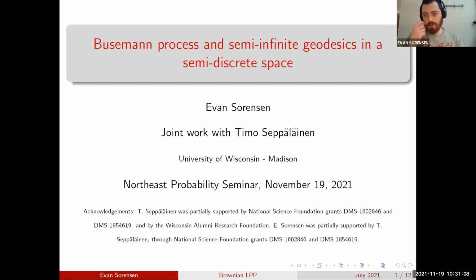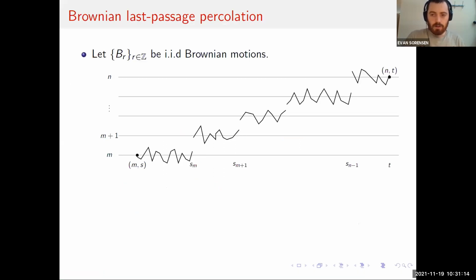Glad to be here. So this is based on joint work with my advisor, Timo Seppäläinen. I want to introduce the model of Brownian last passage percolation. So maybe you've heard of last passage percolation or first passage percolation before. Also directed polymers. These are all models in the KPZ universality class. So Brownian last passage percolation is in some sense a cousin of these models.